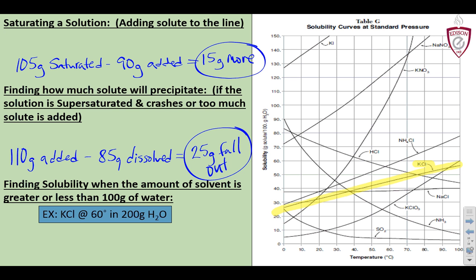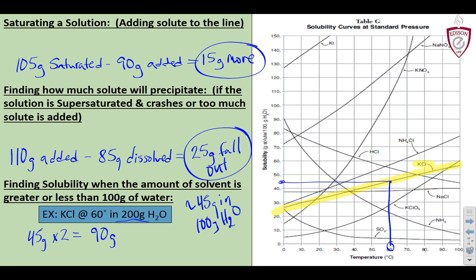Well, let's see. The situation is that we got 200 grams of water, 60 degrees, KCl. So let's see how much 100 grams of water at 60 degrees would dissolve. So we follow this up, and I'm going to say it's about 45 grams, right in the middle. So if I could dissolve 45 grams into 100 grams of water, I should be able to double it if I double the amount of water. So I need to double that amount of solute, 45 times 2, 90 grams is going to be able to dissolve, because notice I doubled the amount of water.